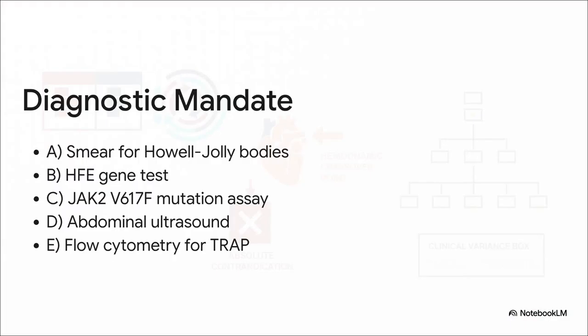Once again, exhaustively eliminate the noise. Option A, standard cytotoxic chemotherapy, is a total trap. It completely ignores the targeted molecular driver. Option B, phlebotomy, targets polycythemia, not leukocytosis. Option D, broad-spectrum antibiotics would address a leukemoid reaction, but that absolute basophilia points entirely away from a simple infection. And option E, flow cytometry for TRAP, is looking for hairy cell leukemia, which is characterized by cytopenias, the exact opposite of our patient's massive leukocytosis.